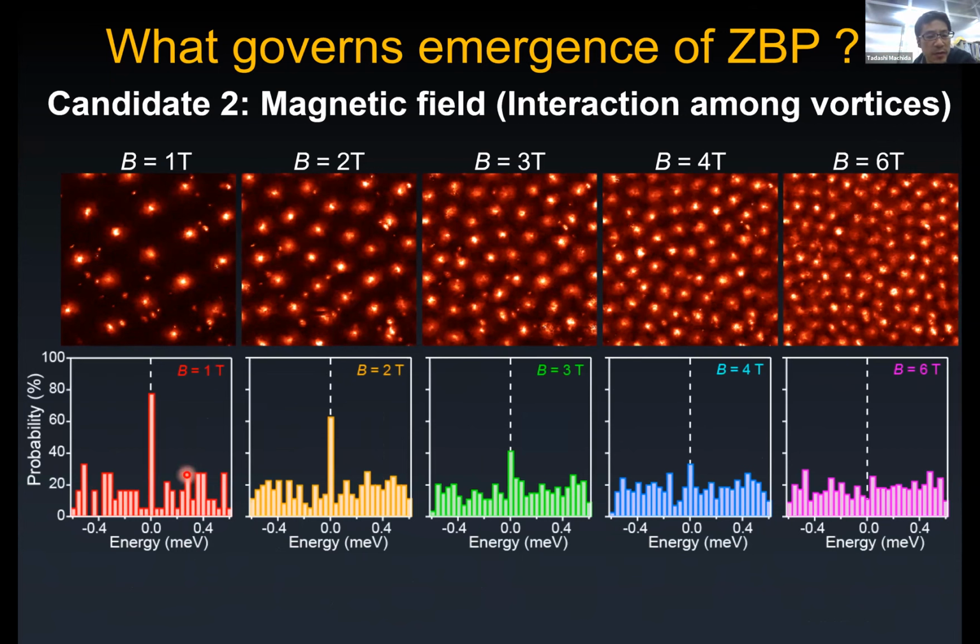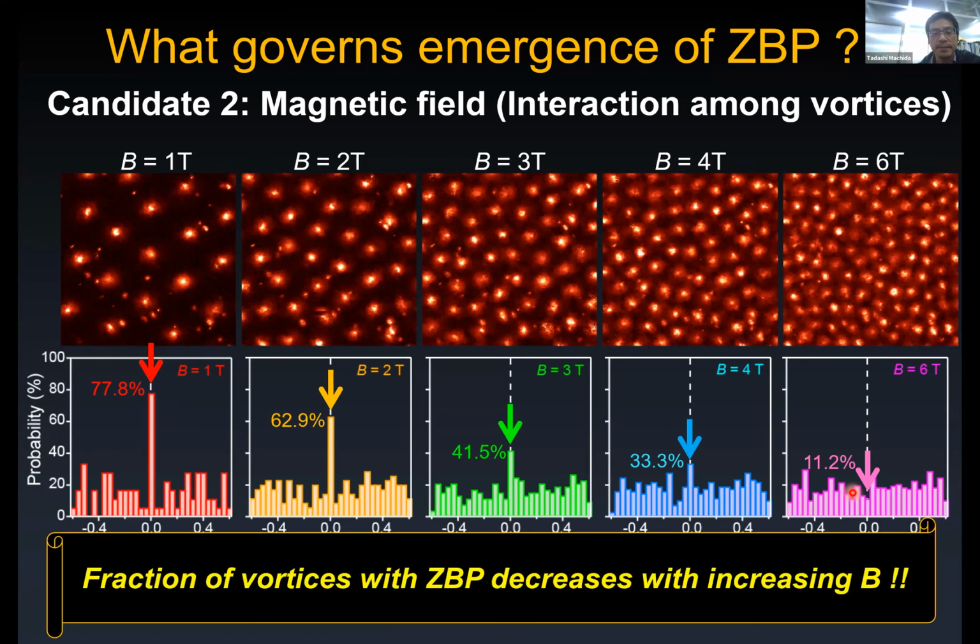So for example, the value at zero energy in this histogram is how many vortices show a zero energy peak in this field of view. For example, at 1 Tesla, this value is about 80%. So this means that 80% of vortices show a zero energy peak in this field of view at 1 Tesla. And then surprisingly, this value, the fraction of the vortices with the zero energy peak, systematically decreases with increasing external magnetic field.